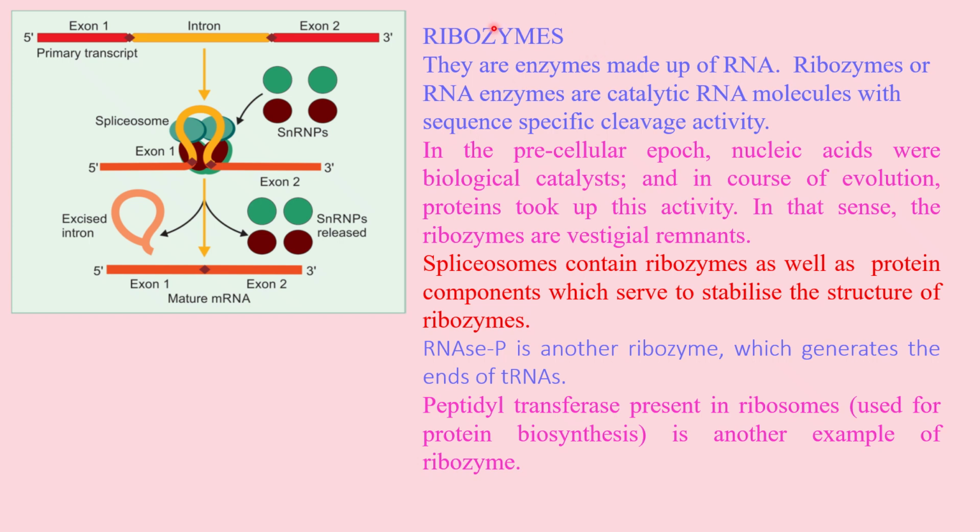Now we will see what ribozymes are. Ribozymes have an important role in post-transcriptional modification. These are enzymes made up of RNA and proteins. The ribozymes, or RNA enzymes, are catalytic RNA molecules with sequence-specific cleavage activity. In the pre-cellular epoch, in ancient times, it is speculated that nucleic acids were biological catalysts, and in the course of evolution the proteins took over all this charge, so the ribozymes are now known as vestigial remnants, because they contain both protein as well as RNA.